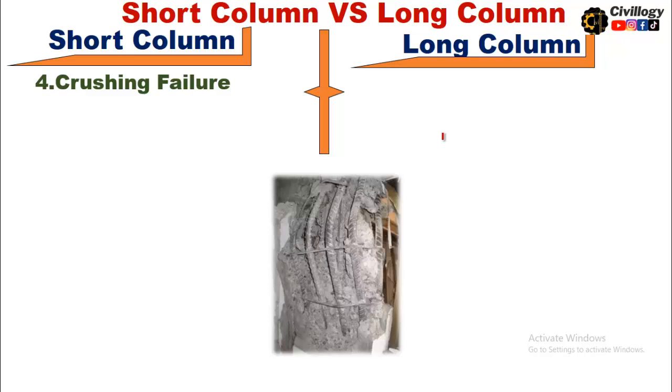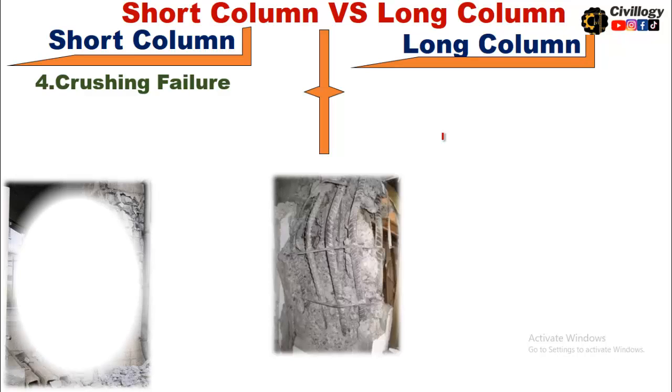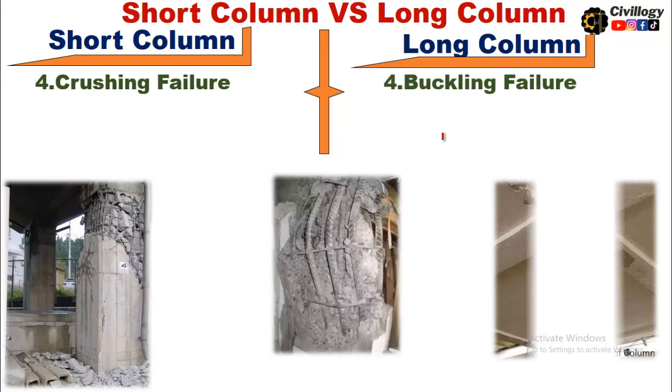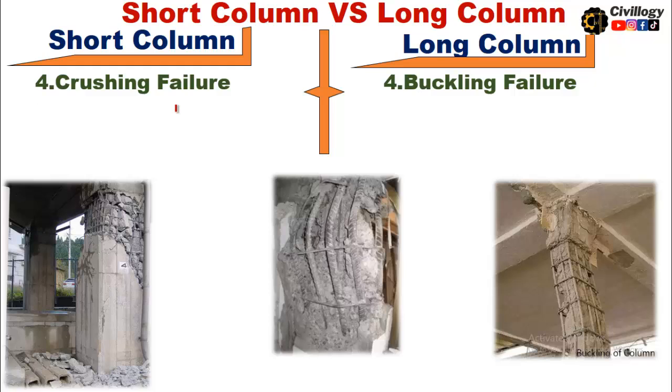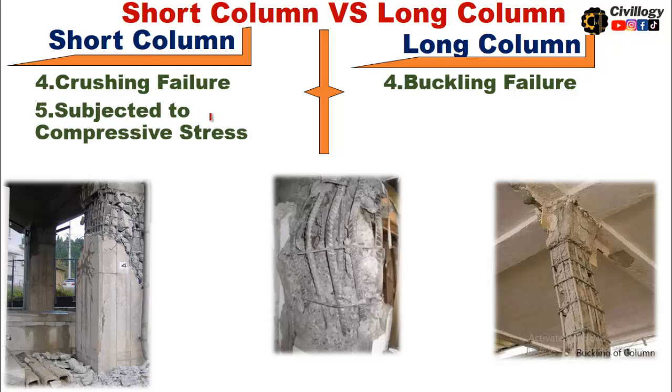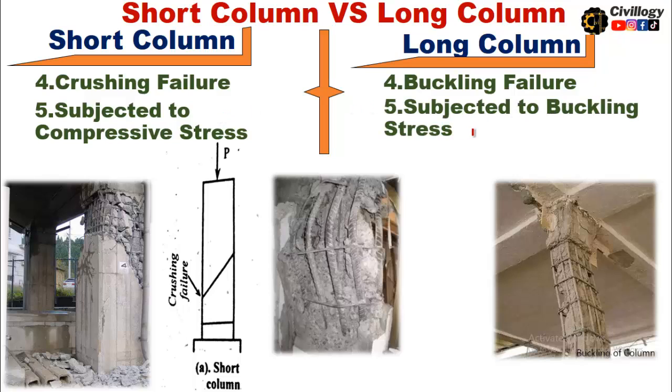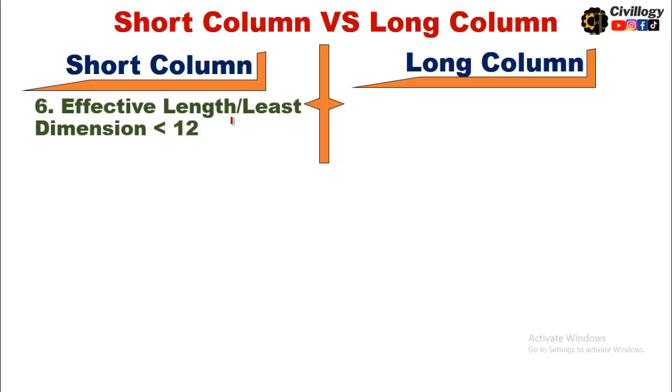Condition number 4. The short column will always experience crushing failure, whereas long column will experience buckling failure. Point number 5. Short column is subjected to compressive stresses, whereas the long column is subjected to buckling stresses. Point number 6. For short column, the ratio of effective length to least dimension should be less than 12.